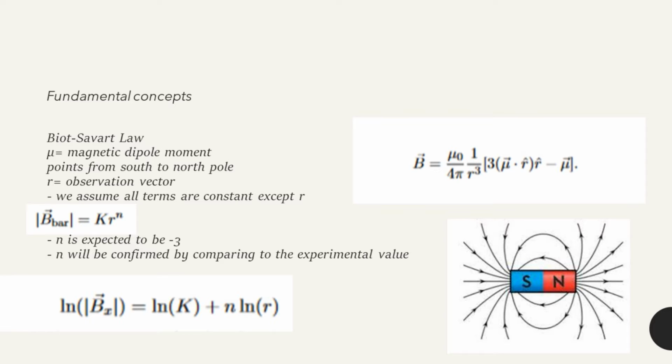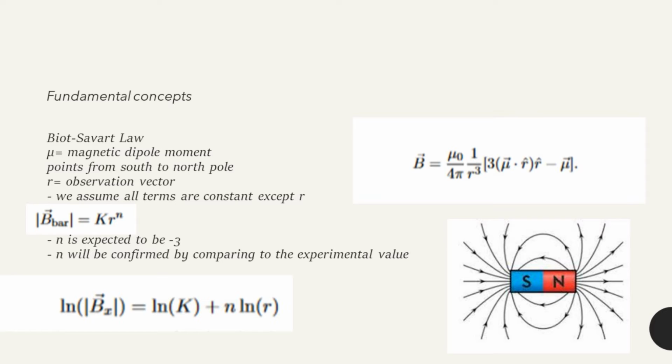We can assume that all terms are constant except r. By doing so, we can assume that the magnitude of the magnetic field of the magnetic bar is equal to k times r to the power of n. Based on the lab procedure, n is expected to be -3, and we will be confirming this by comparing that value to the experimental value.